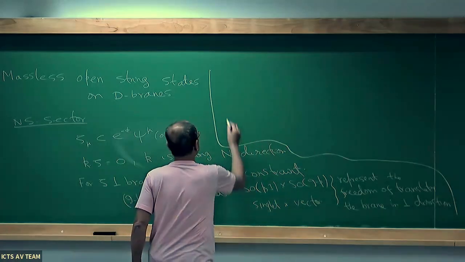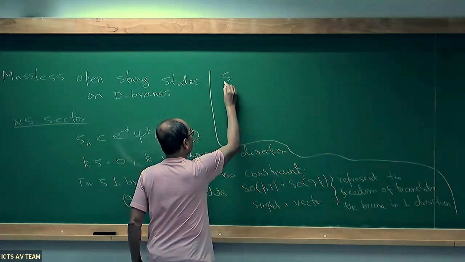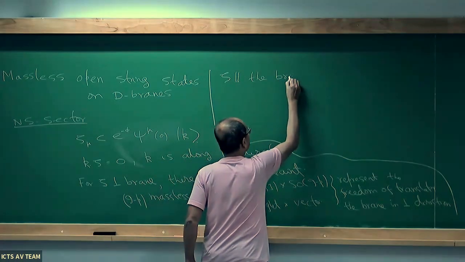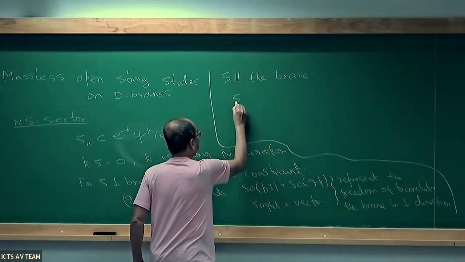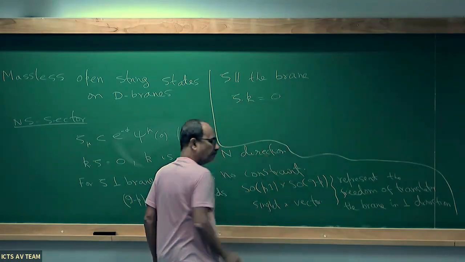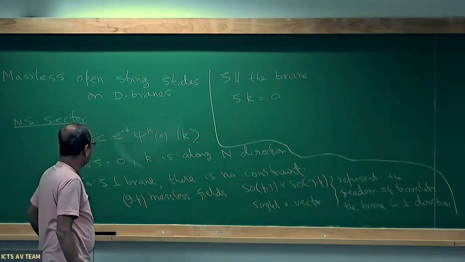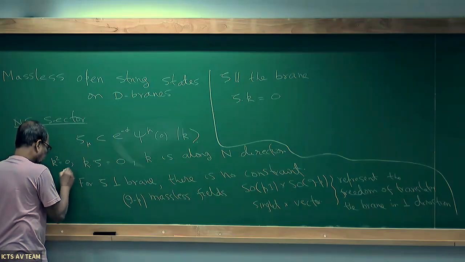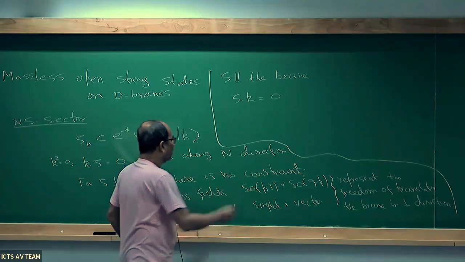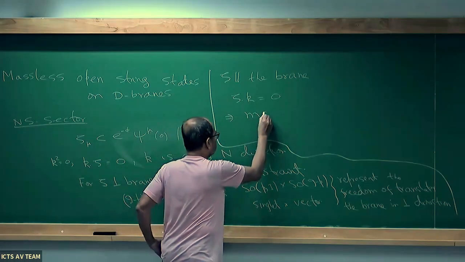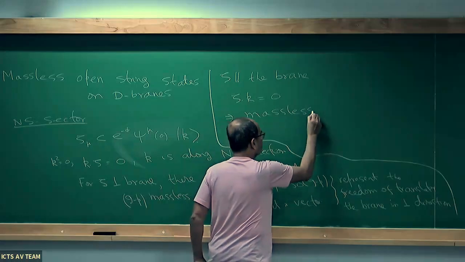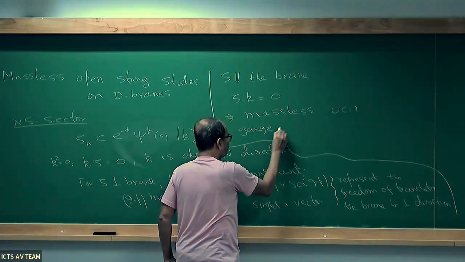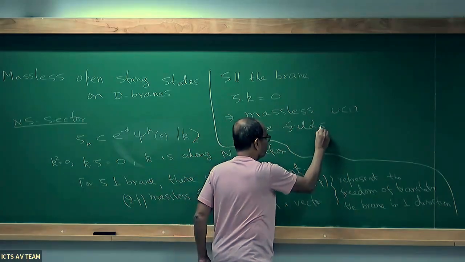The other set of massless fields are when zeta is parallel to the brane. So here you have to impose this condition. Zeta dot k equal to 0. Or I should have said that k squared, of course, has to be 0, right, for these to be physical. Zeta dot k equal to 0, and these represent massless U(1) gauge fields from the brane.